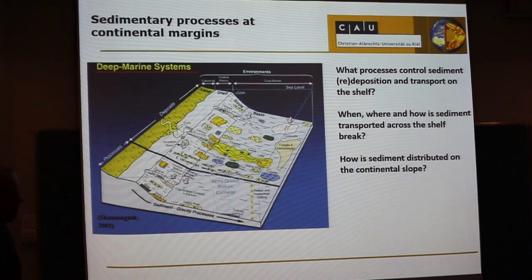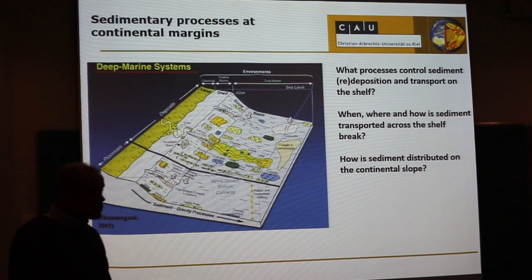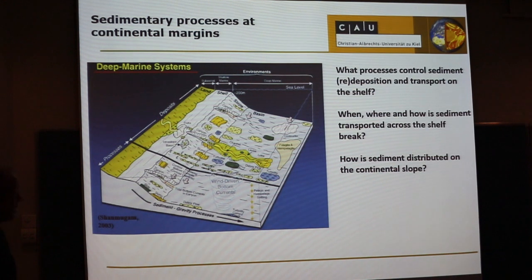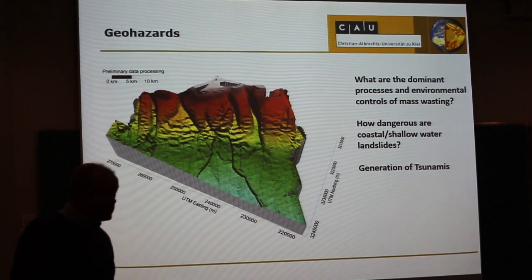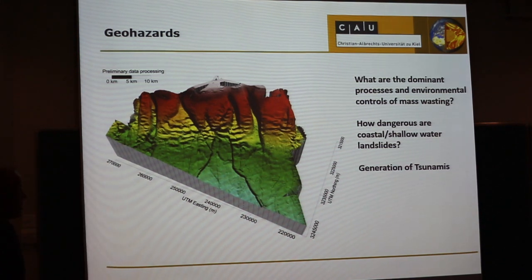And there we have a number of processes ongoing. We have gravitational sediment transport, that are landslides, turbidity currents, or channelized sediment transport. And this is further complicated by slope parallel sediment transport due to contour currents. And especially related to the gravitational sediment transport, we investigate geohazards, especially geohazards related to submarine landslides.